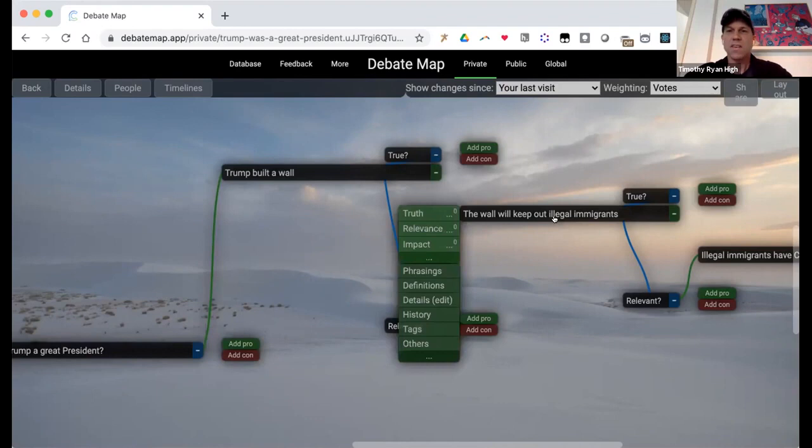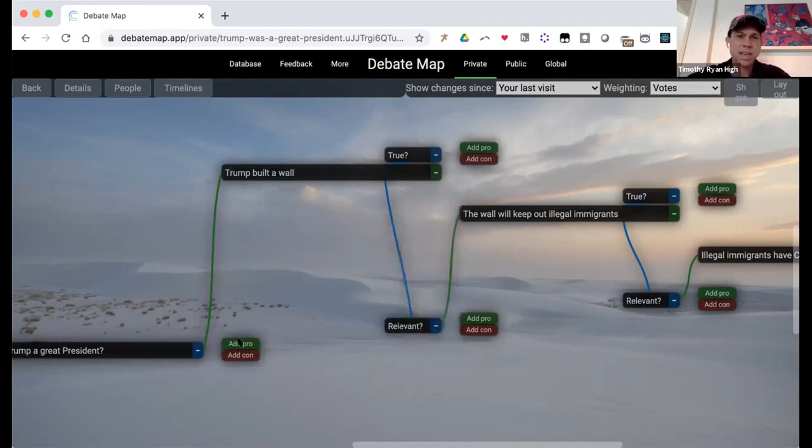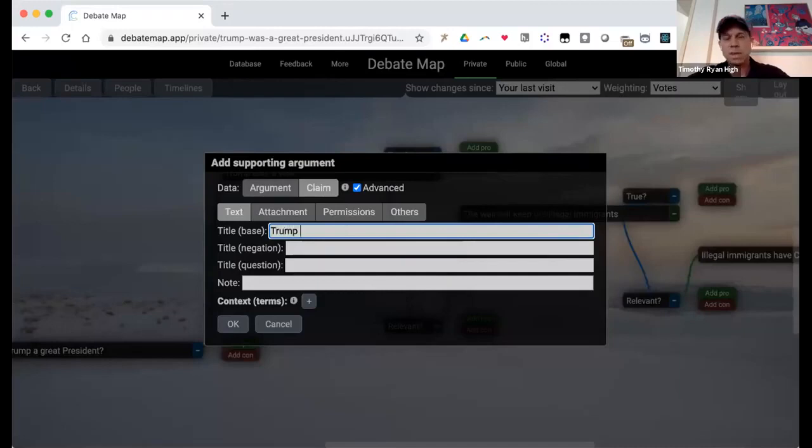Okay, this is exactly the point I was making, because then I say, you know, Trump moved the embassy to Jerusalem, right?